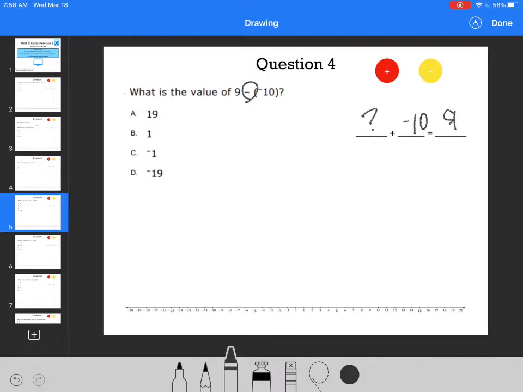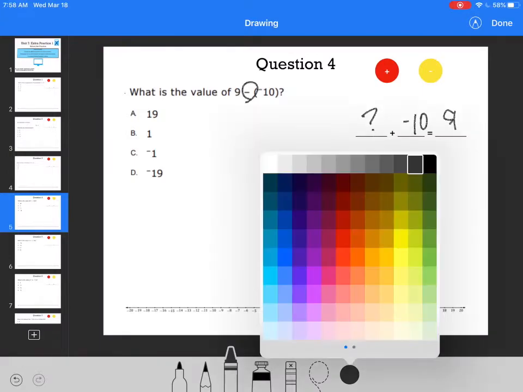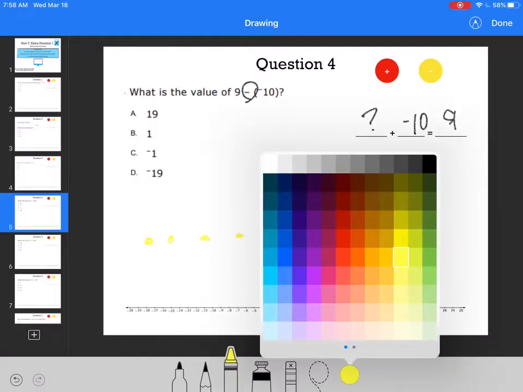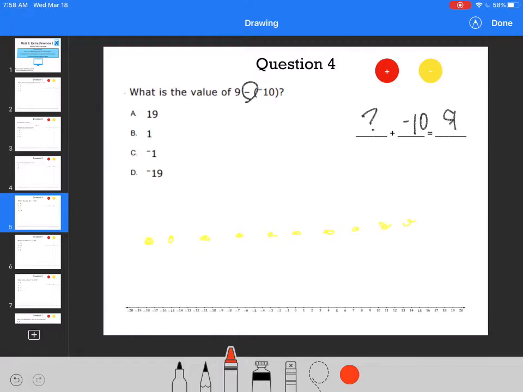So I have to think, if I'm looking at my options, something plus negative 10. So I need to use yellow. So that's 10 yellows. 1, 2, 3, 4, 5, 6, 7, 8, 9, 10. My goal is to get to positive 9. Positives are red. So that's 1, 2, 3, 4, 5, 6, 7, 8, 9. That's what I want it to equal.